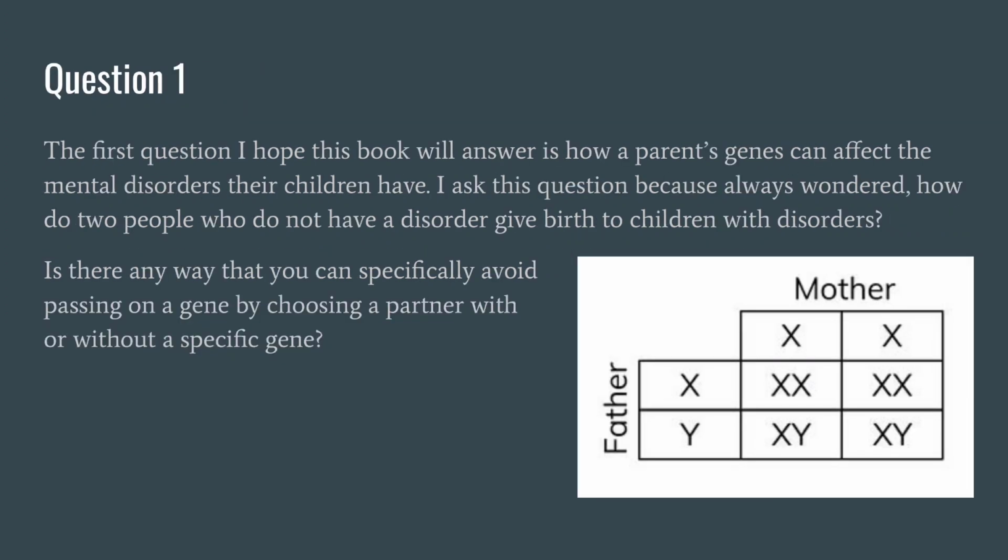Question 1. My first question I was hoping this book would answer is how a parent's gene can affect the mental disorder of their child. I asked this question because I always wondered, how do two people who do not have a disorder give birth to children with a disorder? Is there any way that you can specifically avoid passing on a gene by choosing a partner with or without a specific gene?